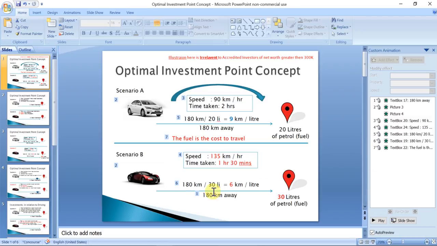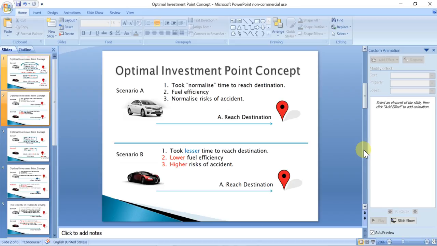However, in scenario A, what we can identify is that the vehicle is traveling at fuel efficiency and at a reasonable time, and the risk of accidents is normalized. In scenario B, the vehicle reaches its destination as well, and it took less time to get there, which is a plus point. However, it's not really running at fuel efficiency, and the risk of accidents is higher because it's traveling faster.